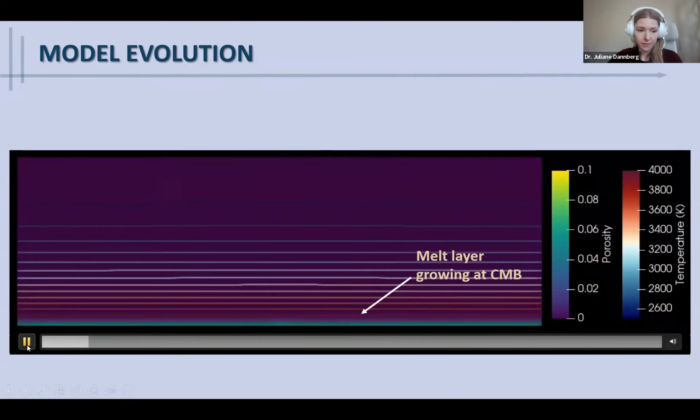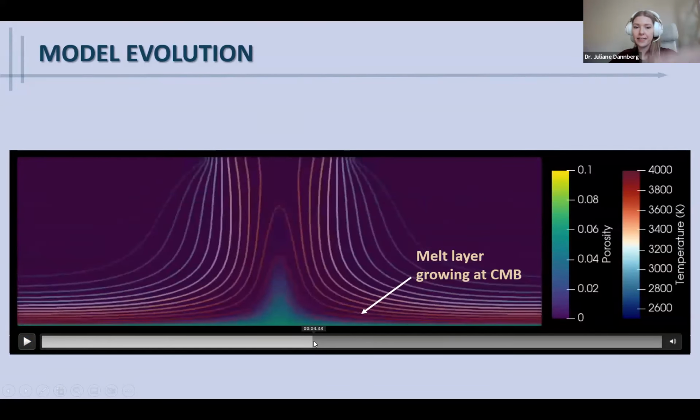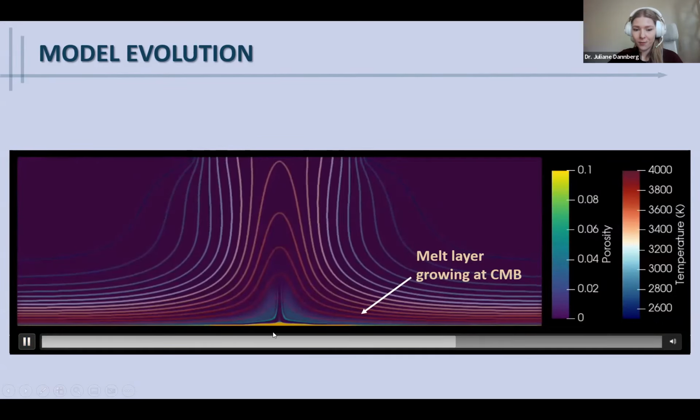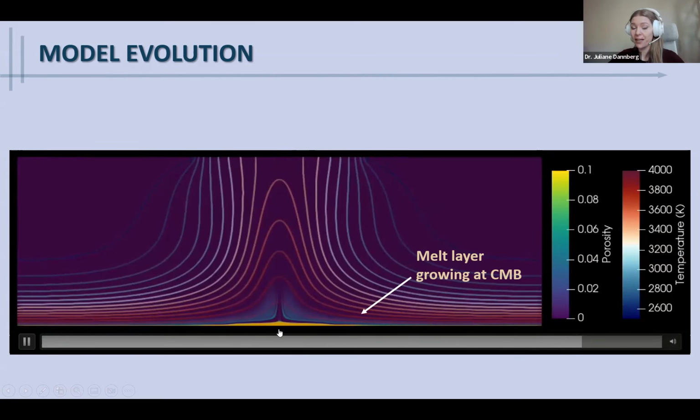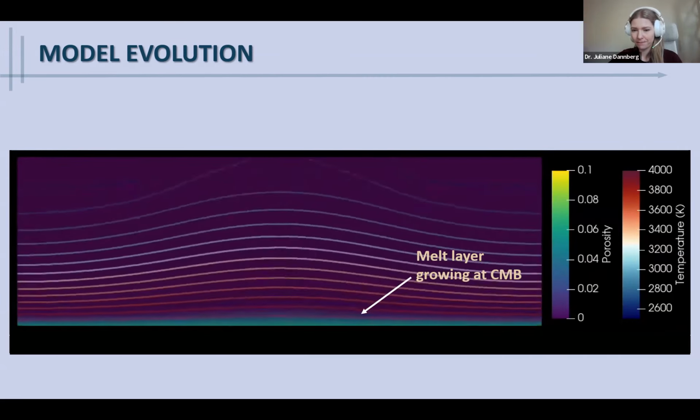So let me stop this here. This is the part where we still are in the steady state of the plume and melt cannot move. And then a little bit later, as soon as the melt is allowed to move, it sinks downward. And it forms this yellow layer that grows and grows over time, where 100% melt is concentrated.